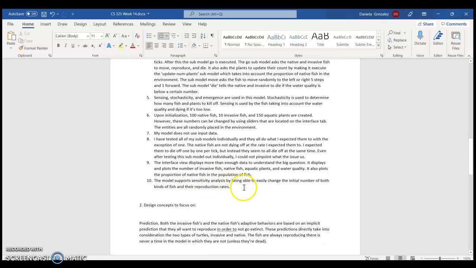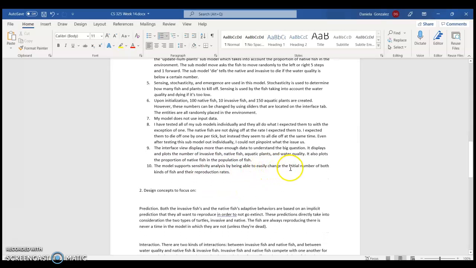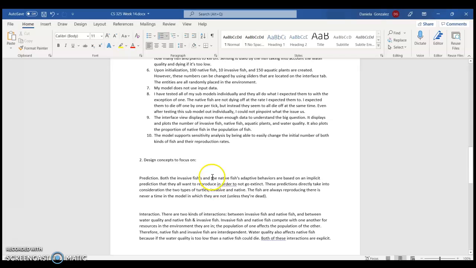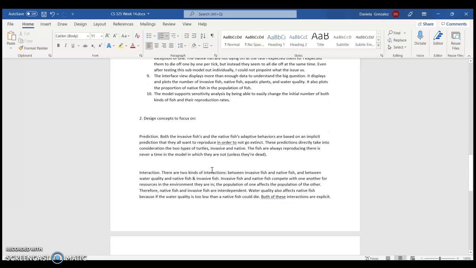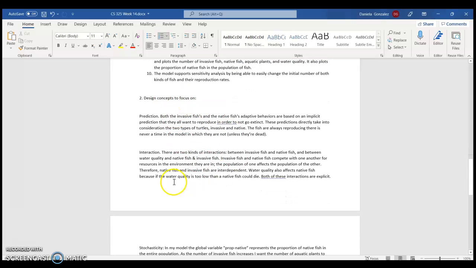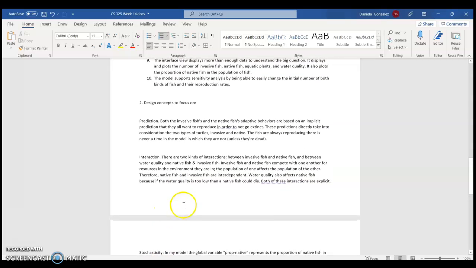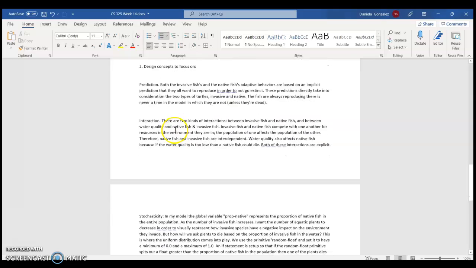And then the model supports sensitivity analysis because we could easily change the initial number of both kinds of fish and their reproduction rates. These design concepts I already talked about, stochasticity and the interaction between the fish a bit, just how as the number of invasive fish increases, the number of native fish will decrease. And then for prediction, I haven't really searched based on that, but it basically is just an implicit prediction that obviously the fish don't want to go extinct, so they're going to want to keep reproducing.